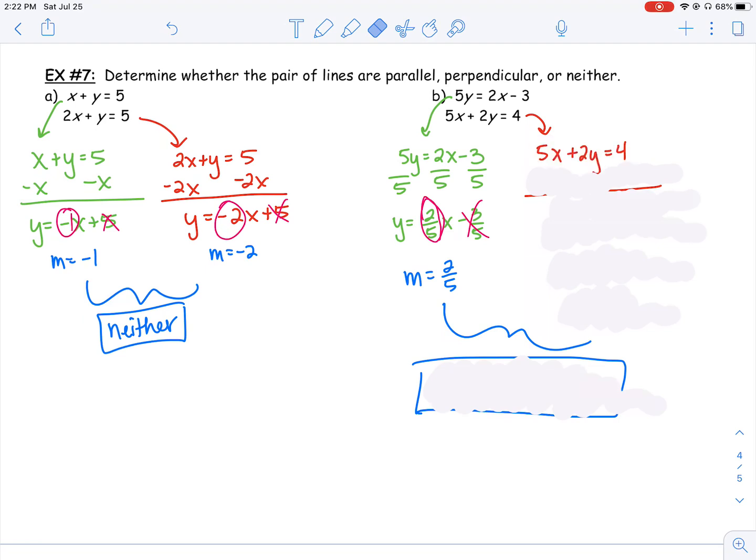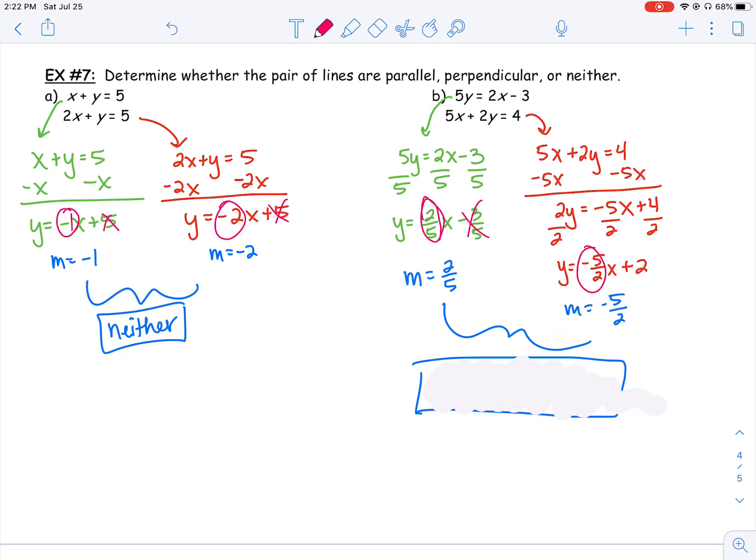Using the second line, I'm going to go ahead and make it look like slope-intercept form by subtracting 5x from both sides. I ended up getting 2y equals -5x plus 4. I'm going to divide every term by 2, and I ended up getting the equation y equals -5/2 x plus 2. So what's the slope of that line? Well, it looks like the slope of this line is -5/2.